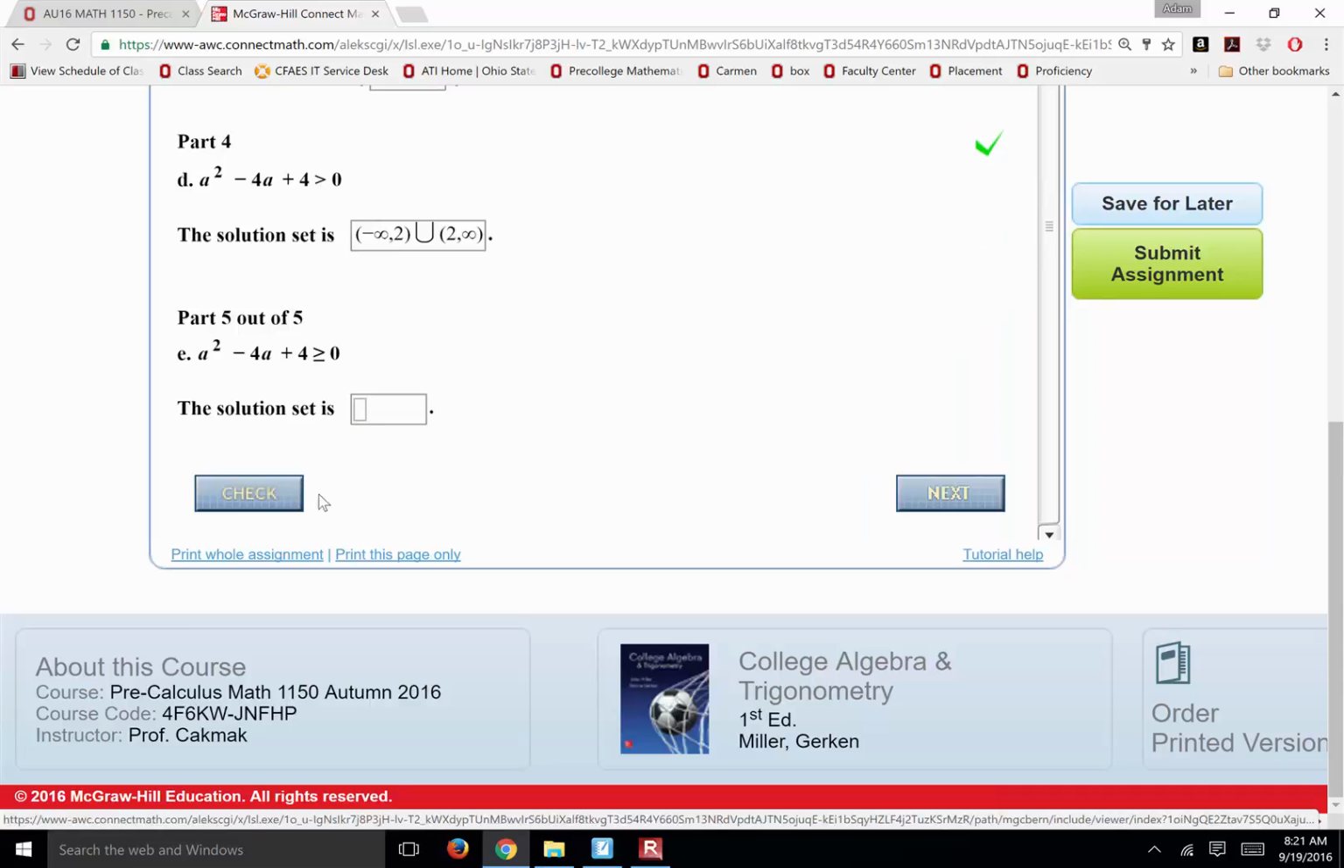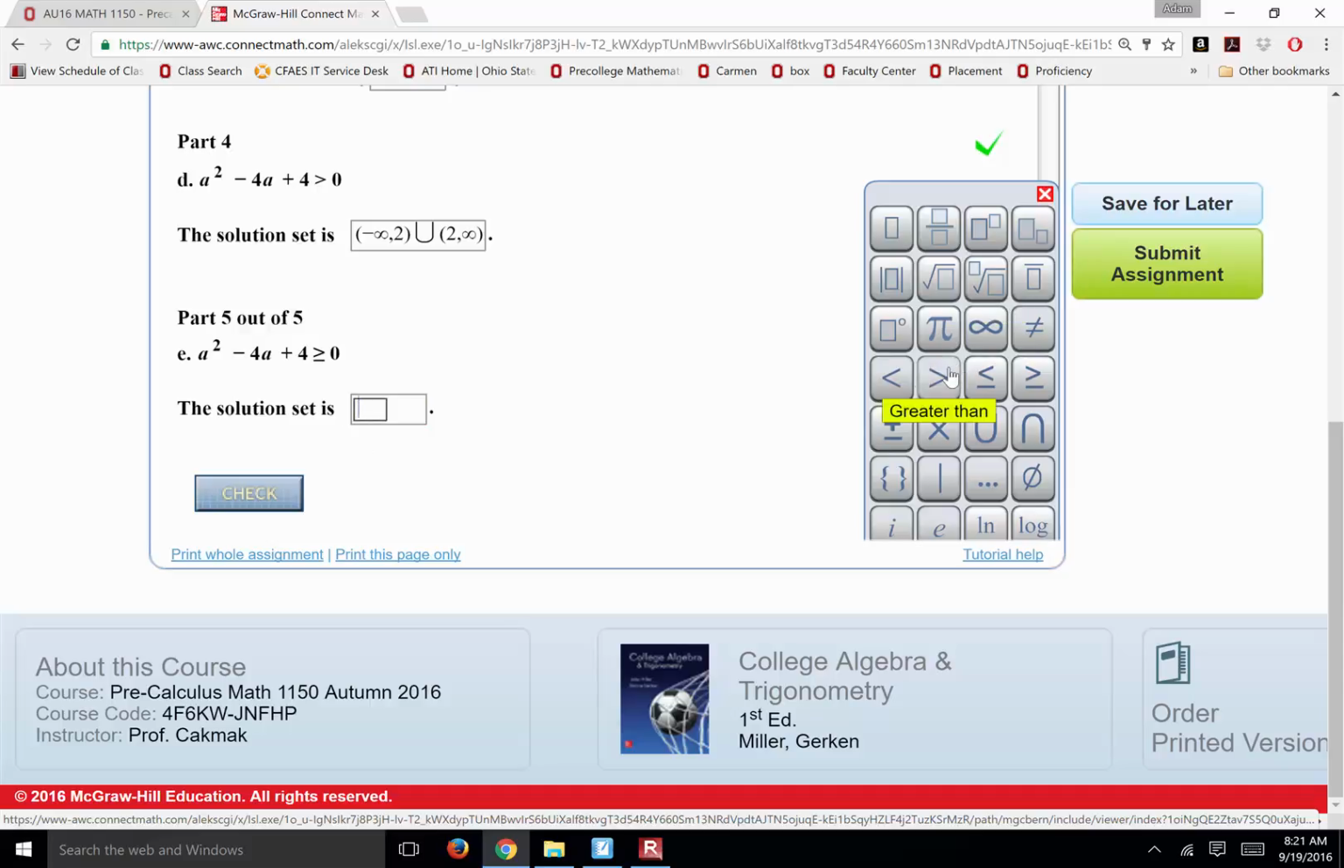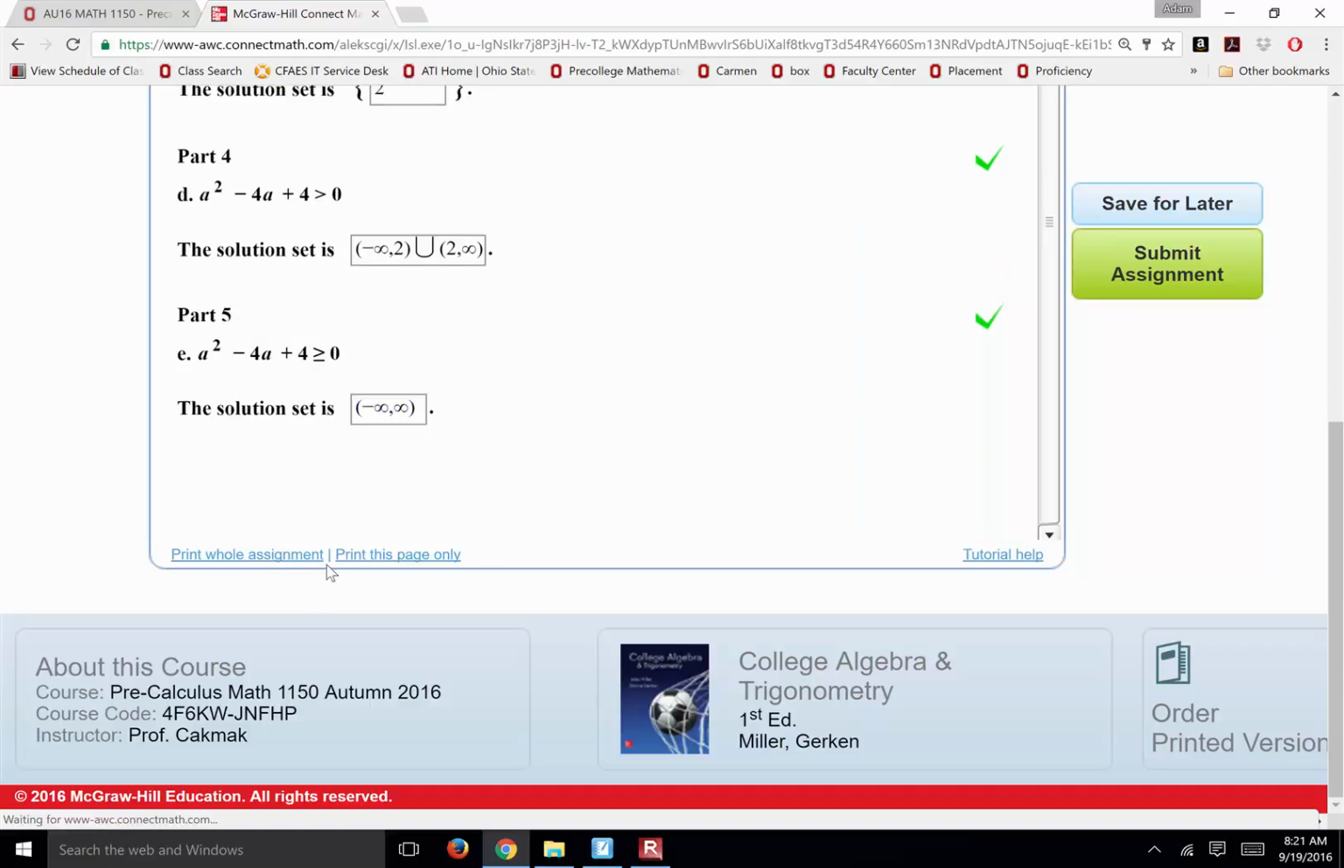And the last one, when does this thing become 0 or positive? Every number. This time everything is good because it allows us to be 0. So I will put minus infinity to infinity. Okay? Any questions?